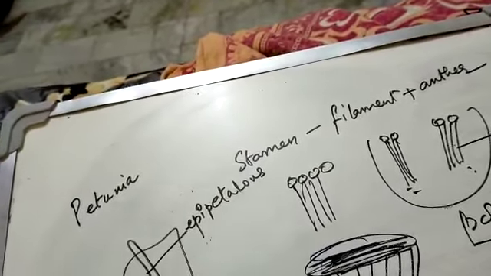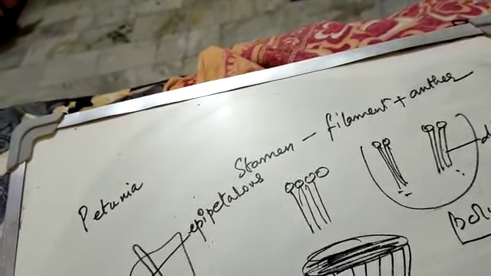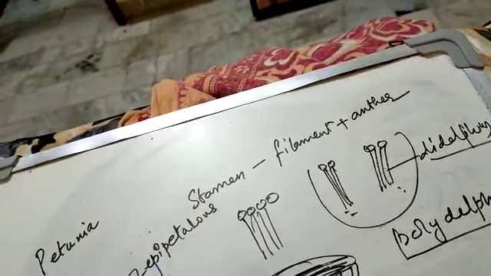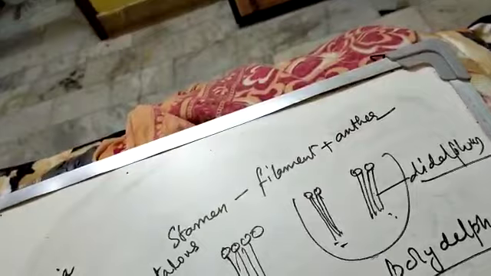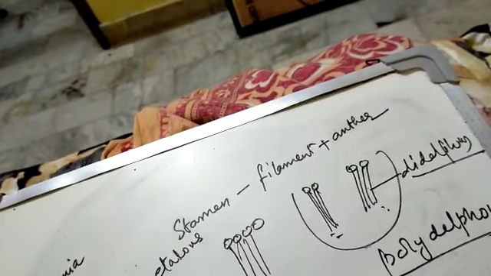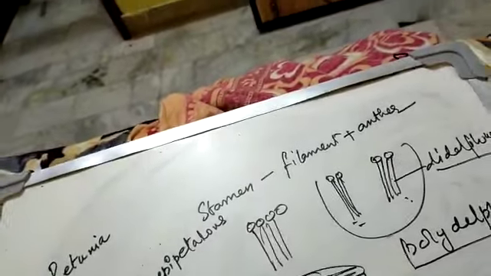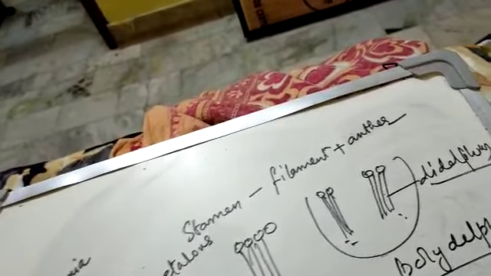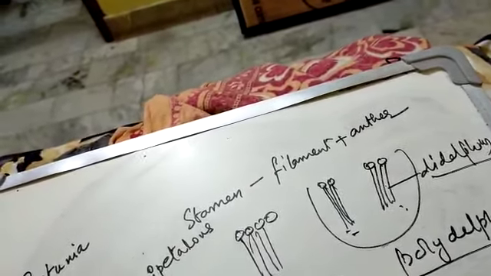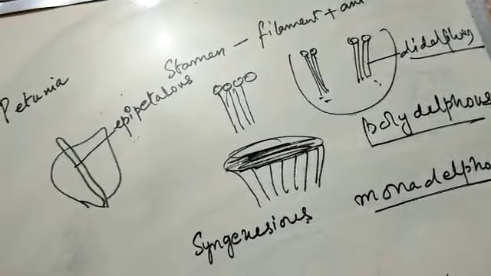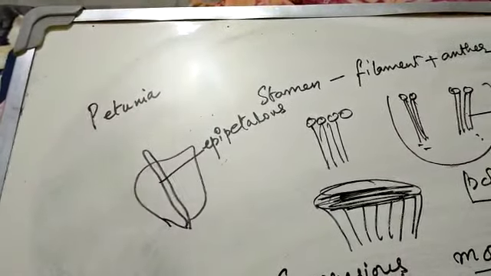The stamens could be many, and the condition will be polydelphous. If the filaments are fused together and the anthers are free, then it is monodelphous. If the filaments are in two bunches, then it is called didelphous condition. And if all the filaments are free but the pollens are fused, then it is called syngenesis condition. This was all about the male reproductive part.